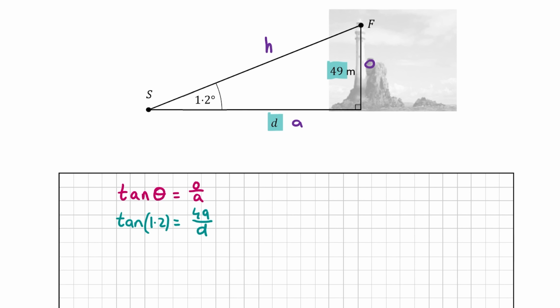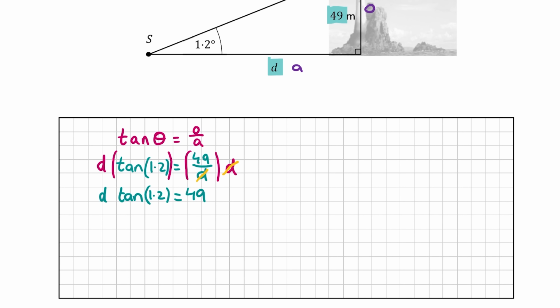So I'm going to multiply 49 over D by D, but if I multiply that by D, I must also multiply tan 1.2 by D. On the right-hand side, the D will cancel with the D, and I'm left with 49. That's what happens when you multiply a fraction by its base: you just get the number on top. But don't forget to multiply the other side of the equation by the same variable, D. So then I get D tan 1.2 is equal to 49.